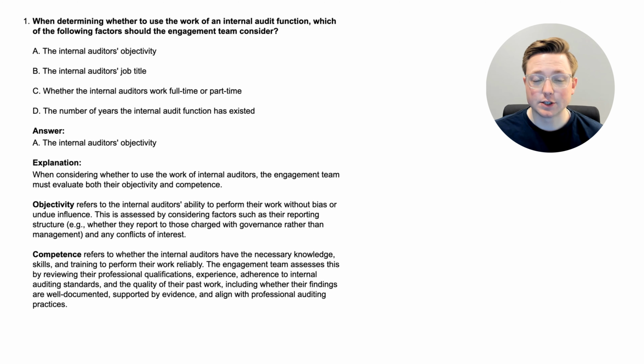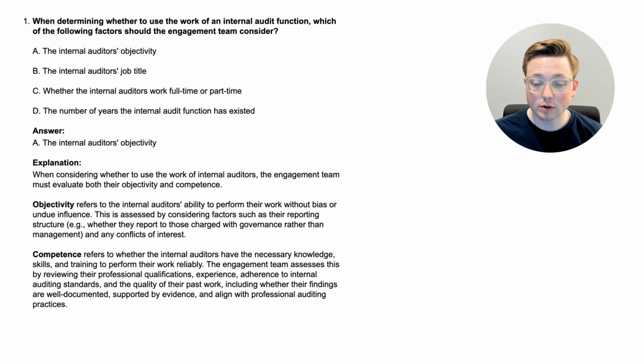All right, here we are. The answer is A, the internal auditor's objectivity. So that is one thing that needs to be a factor. It needs to be something that's assessed about the internal audit function if the external auditor is going to use their work. So let's talk about this. When considering whether to use the work of internal auditors, the engagement team must evaluate both their objectivity and competence. So let's talk about what both of those mean.